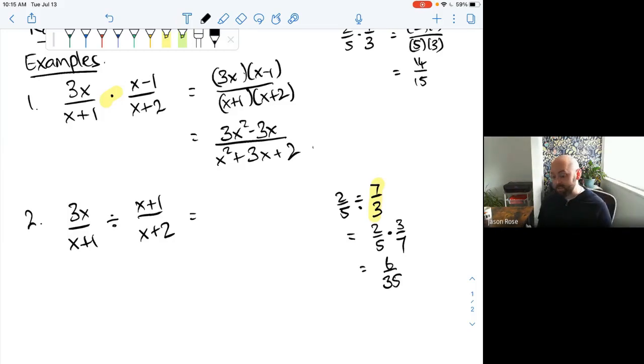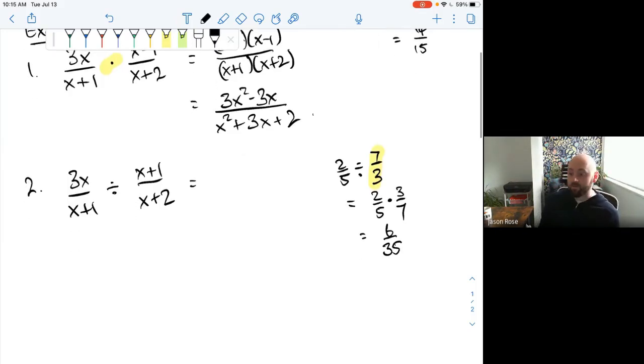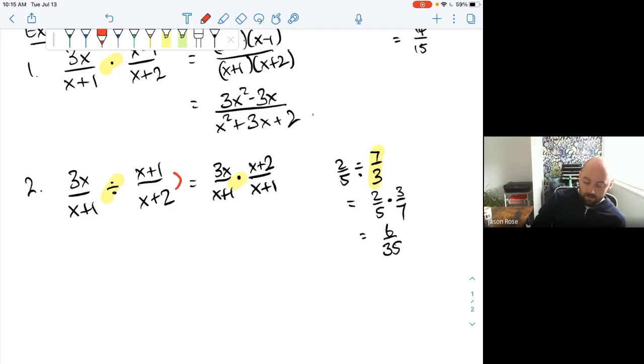Well, the same thing happens here when it's division of rational expressions. It's going to be 3x over x plus 1, but we're going to take that dividing term, the x plus 1 divided by x plus 2, flip it and multiply instead. So the division symbol became the multiplication sign, and the dividing term got flipped. So take the reciprocal instead.